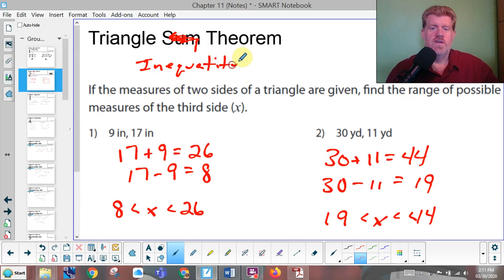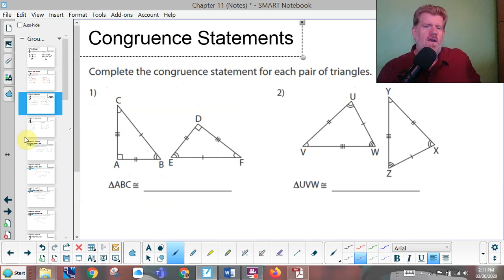That was just saying that the three angles of a triangle have to add up to 180. That's the triangle sum theorem. Sorry about that. All right.